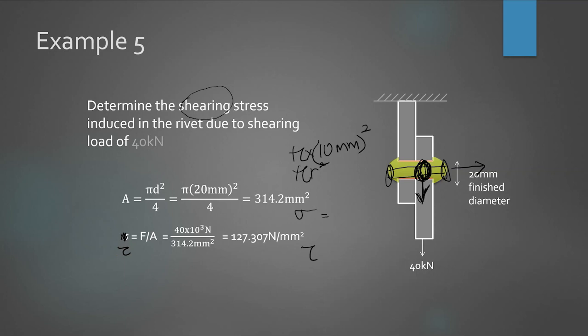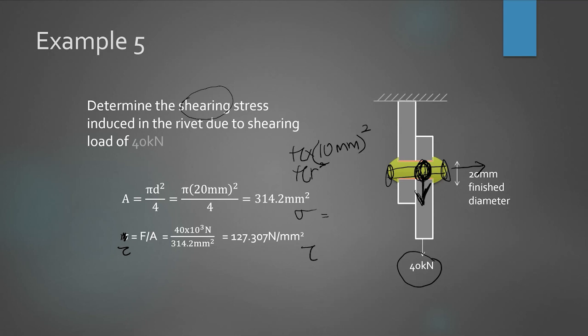What is the difference here? The difference is just because the force is not perpendicular. The force is parallel to the surface, so it is shear stress. Force divided by area. The force is 40 kN, convert to Newton and divide with the area, then you will get the value, 127.307. Here I use 3 decimal places.